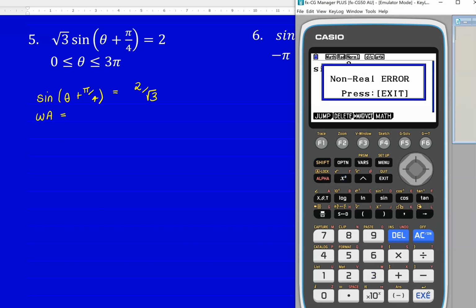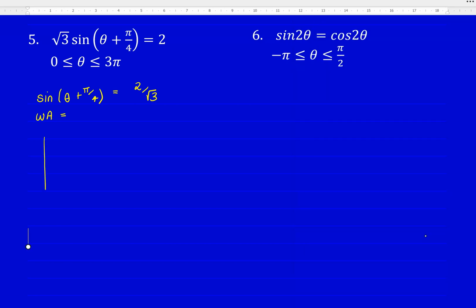Okay, why is that happening? Because if we look at 2 over root 3, that is more than 1. And remember, our graphs oscillate between 1 and minus 1. So what you're in effect asking is, we're saying here's our sine graph, or in our case root 3. Well, we'll do it for root 3.